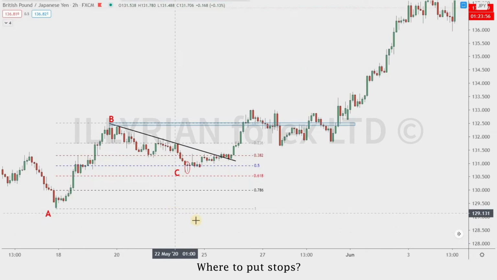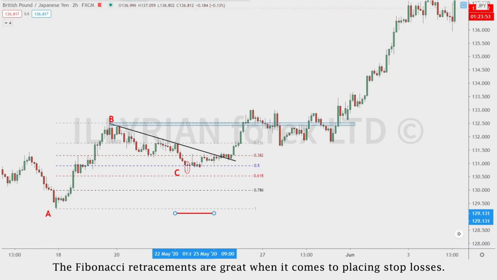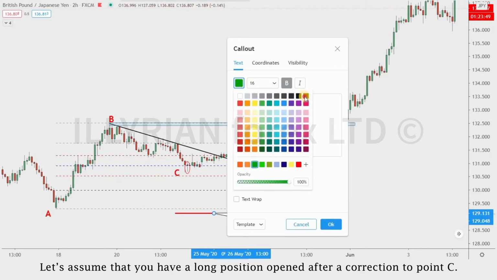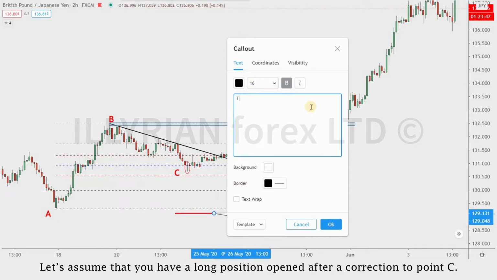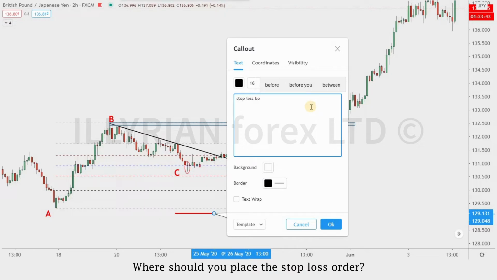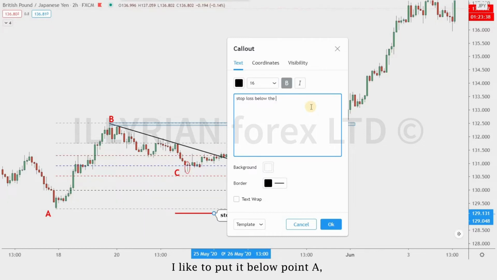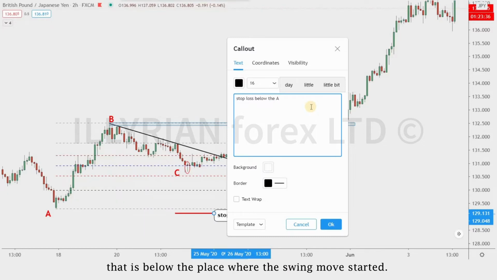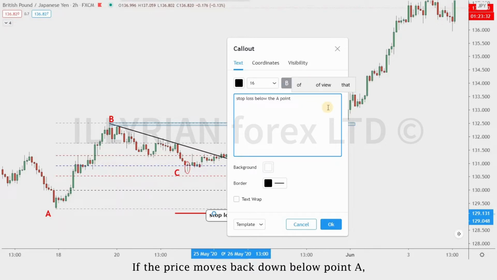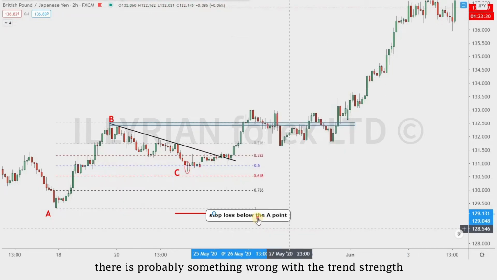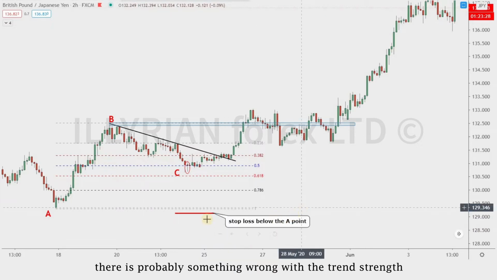Where to put stops? The Fibonacci retracements are great when it comes to placing stop losses. Let's assume that you have a long position opened after a correction to point C. Where should you place the stop loss order? I like to put it below point A, that is, below the place where the swing move started. If the price moves back down below point A, there is probably something wrong with the trend strength.